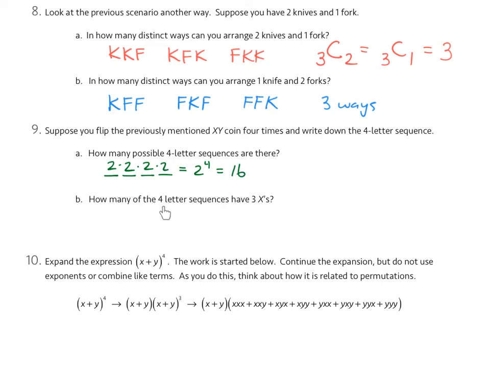Part B. How many of the 4-letter sequences have 3 X's? The sequence contains 4 letters, and of those 4 letters, I want 3 X's.